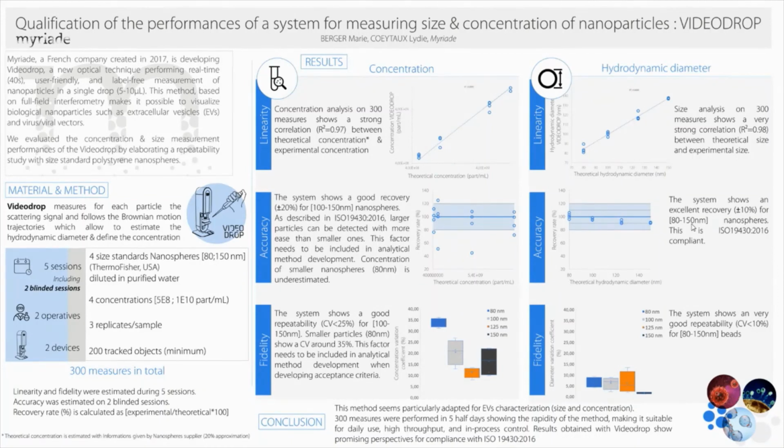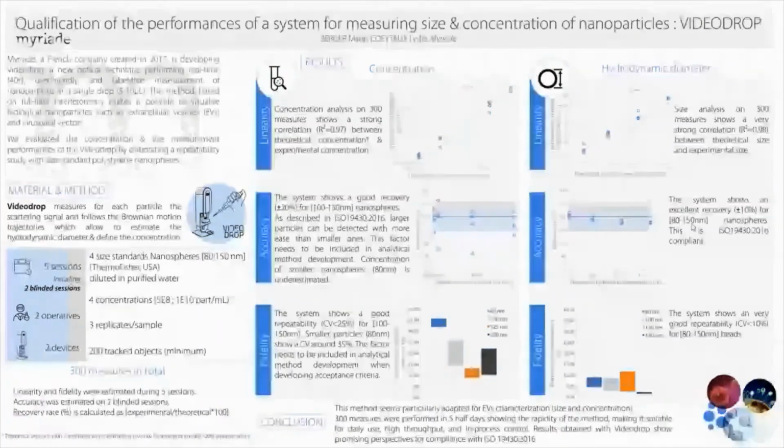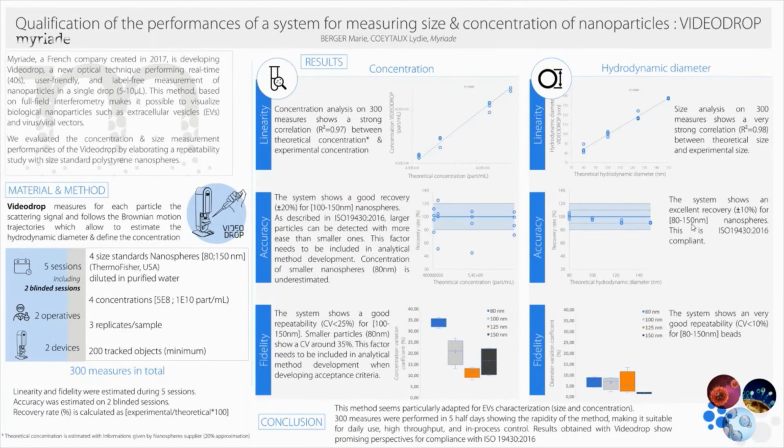Now I wanted to conclude the talk with a poster we have presented during this Congress. It's about the qualification of the performances of our system for measuring size and concentration of nanoparticles. So the method we use is the Videodrop. For each particle, the Videodrop will measure the Brownian motion trajectory, which allows to estimate the hydrodynamic diameter and define the concentration.